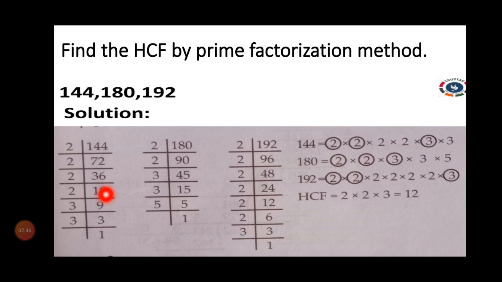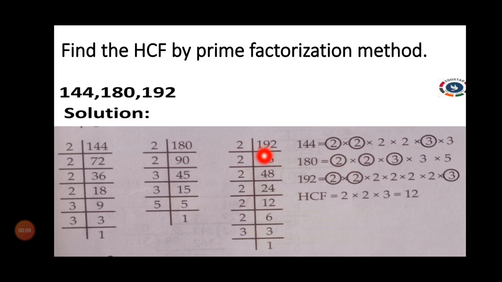So 9 is coming in the 3 table. How many times of 3s are there? 3 times, write 3. The same number you divide by, 3, so you will get 1 at last. Like that, 180 you write. So it is an even number used to divide the value.